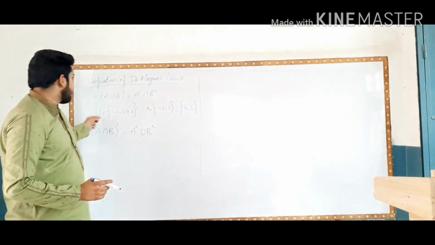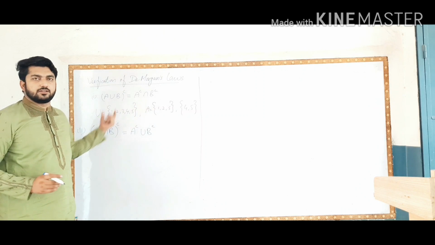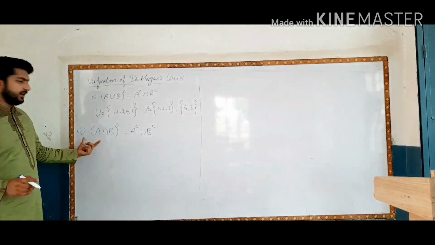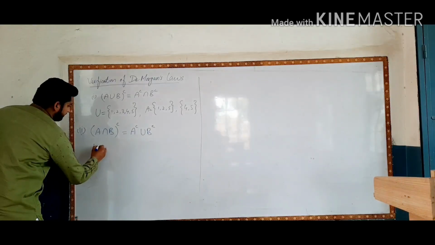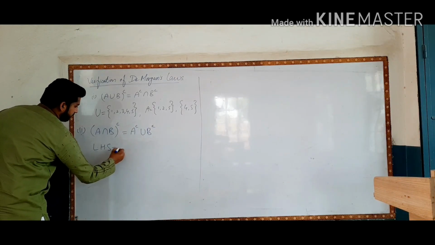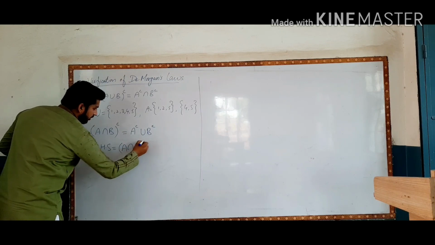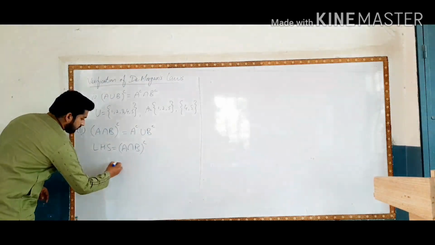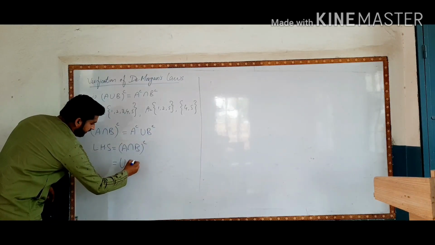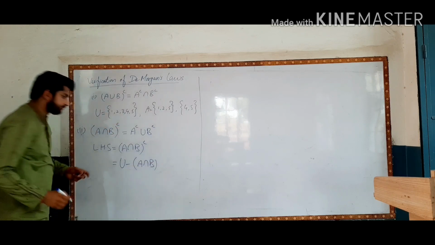So the universal set U, and sets A and B will remain the same. Now we have to take the left side of this law. So left hand side is equal to A intersection B whole complement. So left side will be equal to U difference A intersection B.